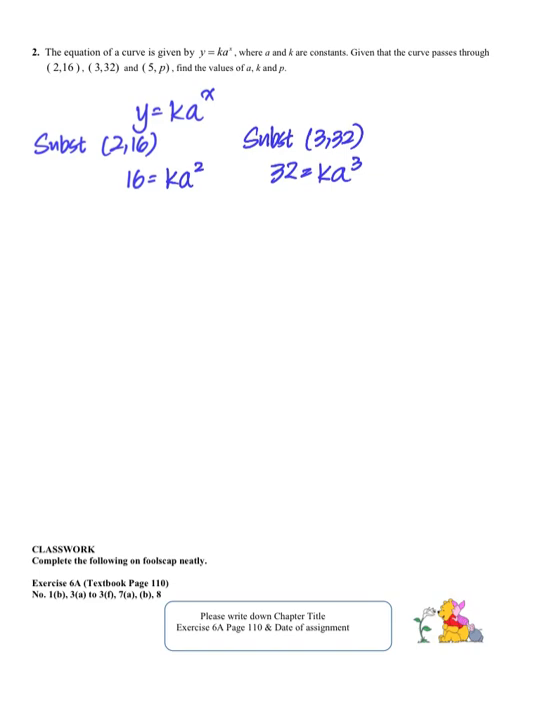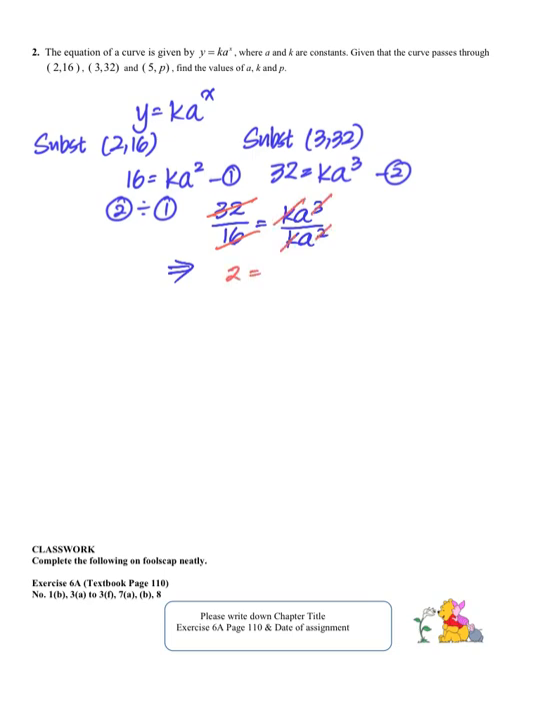Now, you observe, okay, what can you do? Right, so this is equation 1, this is equation 2. So you notice actually you can get rid of k, isn't it? So all I need to do is that I use equation 2 divided by equation 1. So that's 32 divided by 16 is equals to ka cubed divided by ka squared. So this would cancel. Okay, so this is 2 equals to a. So straight away, I've got a equals to 2.